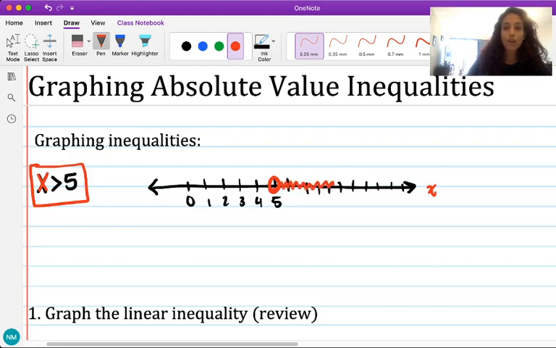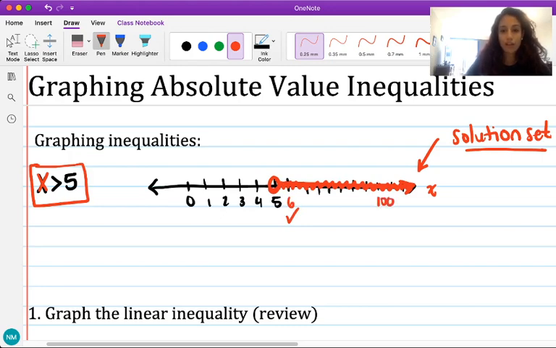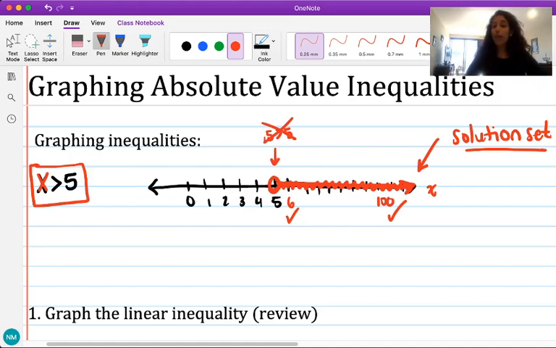The reason we know we go to the right is because we are shading what is called the solution set. It means that everything that's shaded satisfies this inequality. So, for example, 6 is greater than 5. It checks out. 100 is greater than 5. It checks out. It is an open circle because 5 is greater than 5 is not a true statement. That is why we have an open circle on 5.